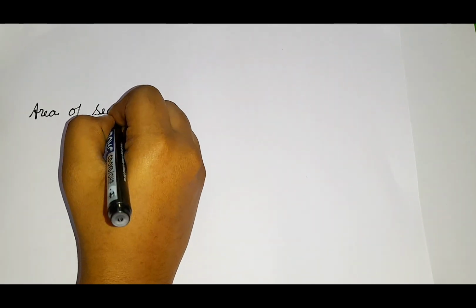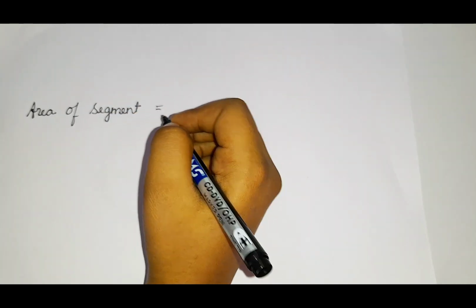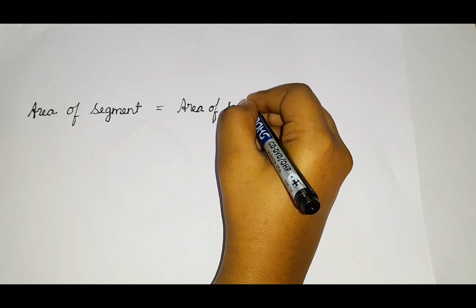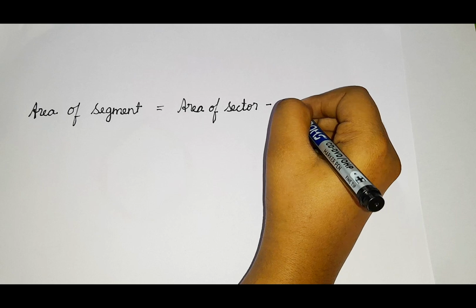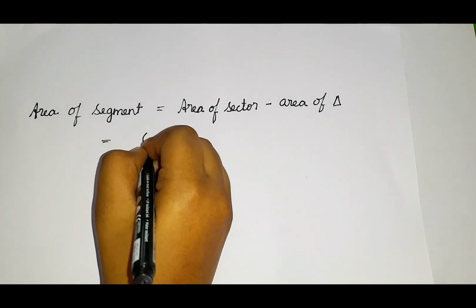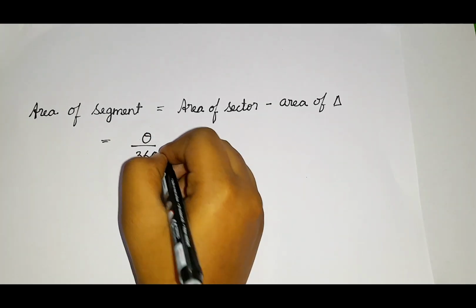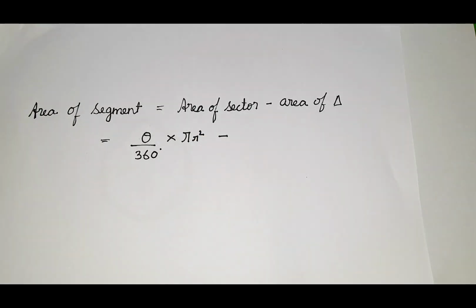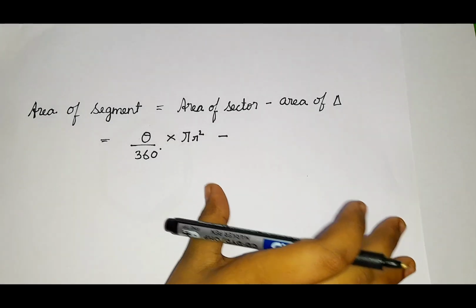Okay, so area of segment is equal to, what is the formula, guys? Area of sector minus area of triangle. Okay guys, so now let us apply the formula. Theta by 360 degrees into pi r square minus, so which triangle's formula are we supposed to use? Half into base into height, or the equilateral triangle formula? So let us check it out.